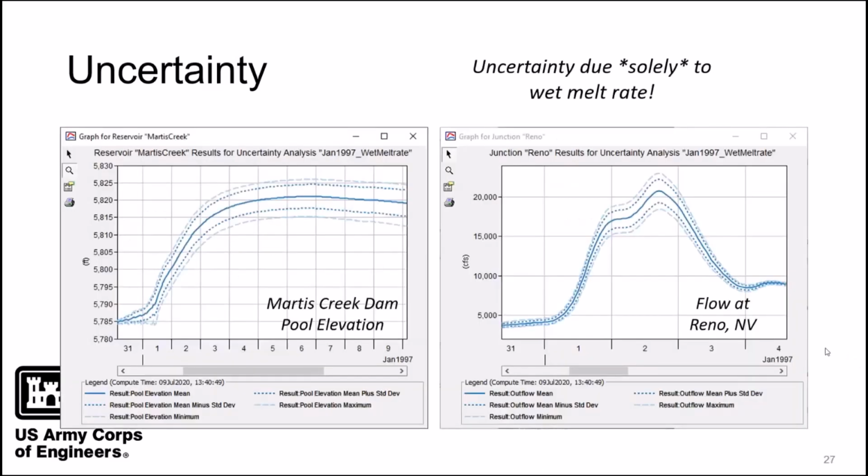Here we're showing the results from an uncertainty analysis for Margus Creek Dam, which is located in the Truckee River watershed in Northern California. We have held all parameters constant with the exception of the wet melt rate.